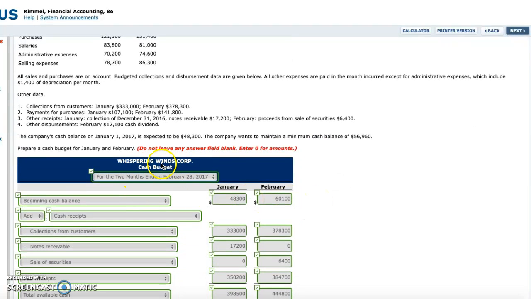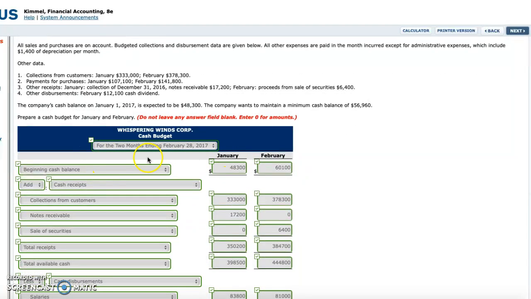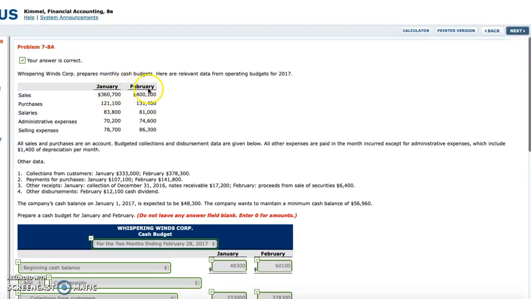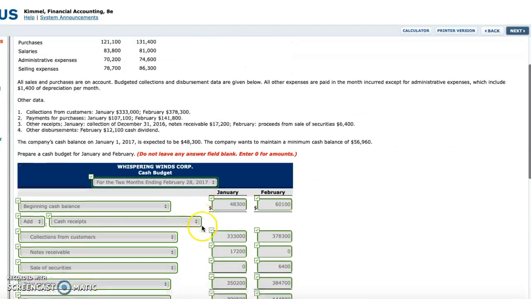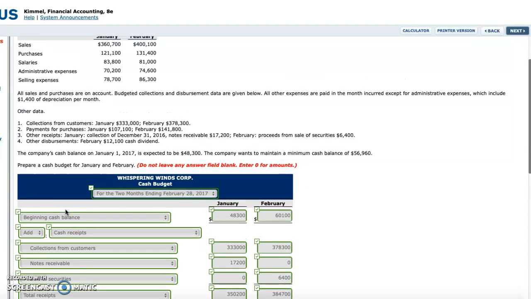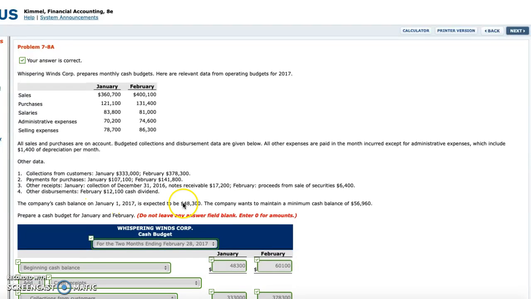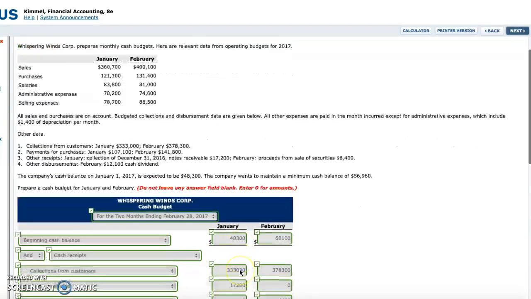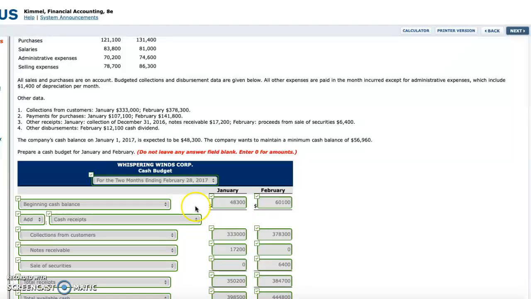So it says Whispering Winds Corp. Cash budget. The heading here for the cash budget is for the 2 months ending February 28, 2017. So starting January, ending February in the year 2017, we're going to put in for the 2 months ending February 28, 2017 to cover both months. And for beginning cash balance, we're going to start out with our beginning cash balance, which is here. We're going to add this into here, and we're going to continue to fill out our cash budget.